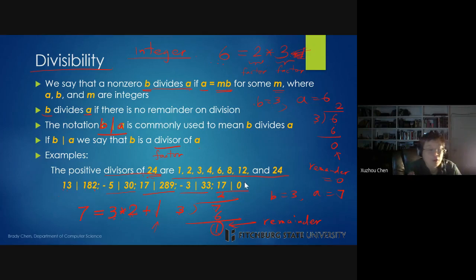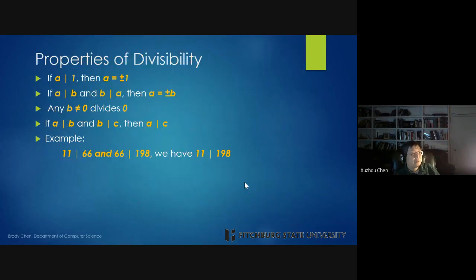0 is also a special number, just like the number 1. 1 is a special number, but 0 is also a special number. 0 can be divided by any number. So 17 divides 0, 2 divides 0, 3 divides 0. So 0 can be divided by any number. So that's the concept of divisibility.